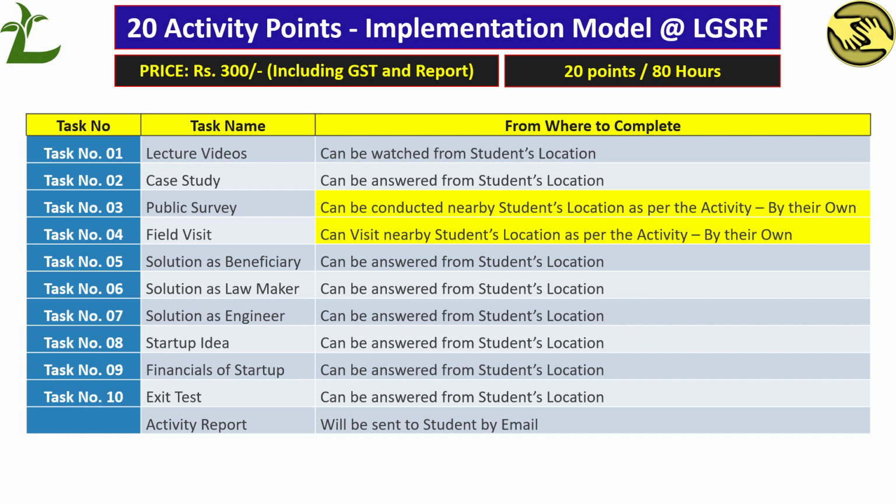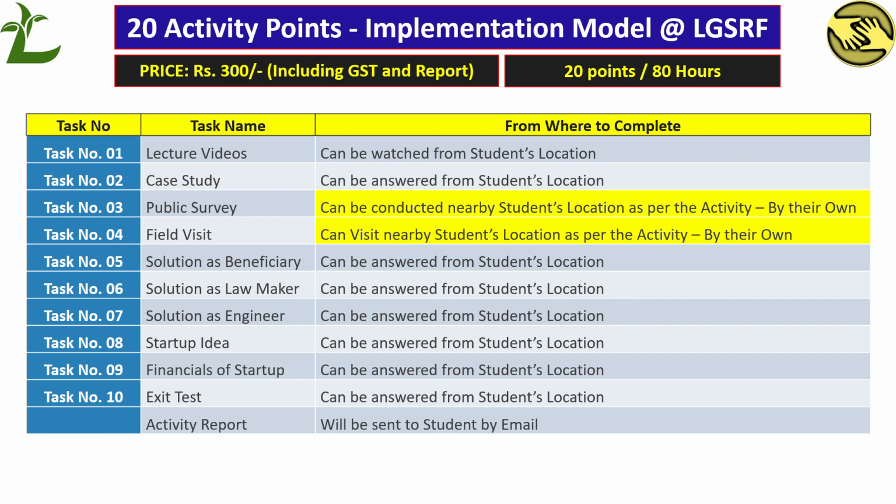Task number 1 is listening to or watching the lecture video that a student can watch from his own home. Task number 2 is answering the case study questions. Student can answer from his own home. Task number 3 is conducting a public survey. Student needs to conduct the survey nearby their own location. Task number 4 is also a field visit. Student needs to visit a particular location based on the activities selected, nearby their own location.